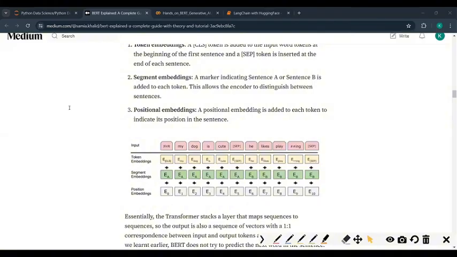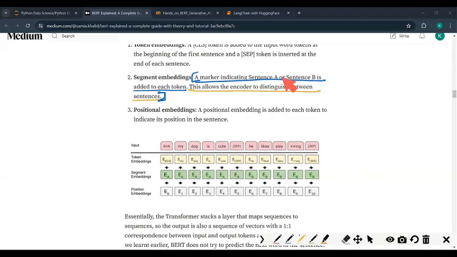Why is segment encoding done? Segment encoding is done to tell from where to where my first statement is. Suppose you have given this. Take a look at this example. Suppose you are giving this much to BERT to understand. You have to tell that from here to here is one statement, and from here to here is another statement, right?